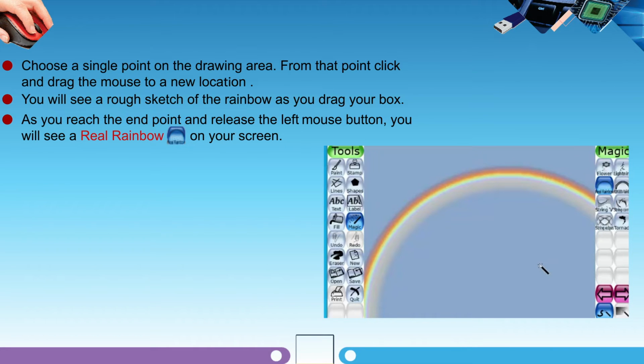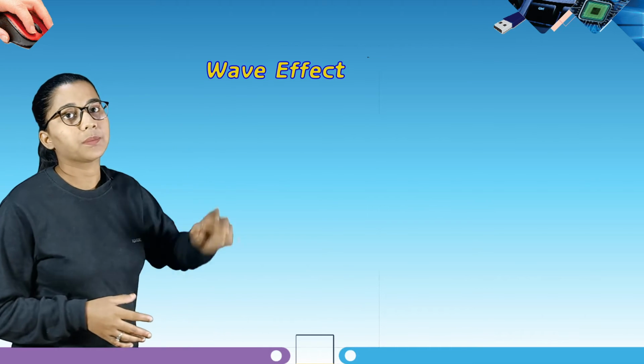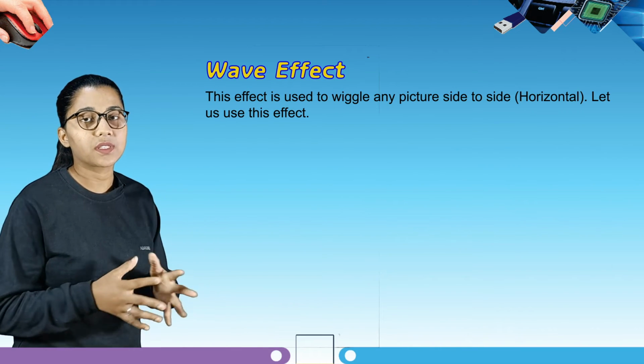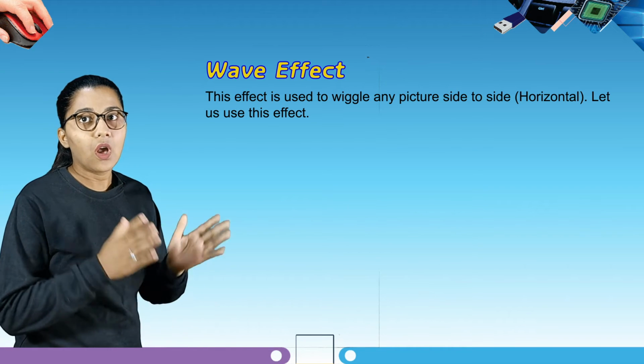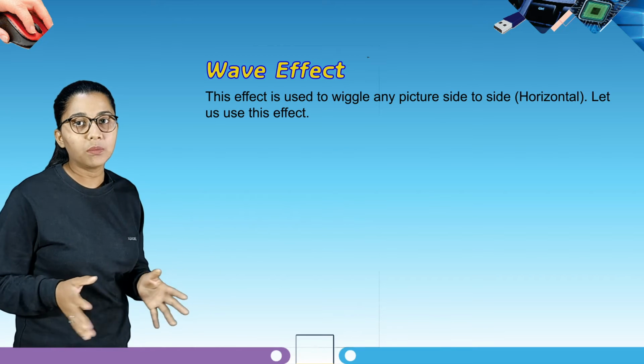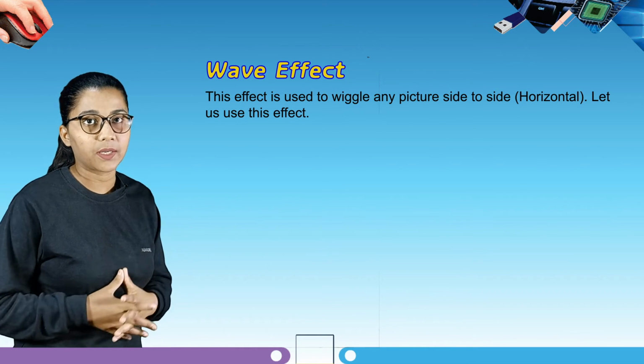Now our next topic is Wave Effect. Wave effect is used to wiggle any picture side to side, that is horizontal. Let us use this effect. So let's learn how we use wave effect.